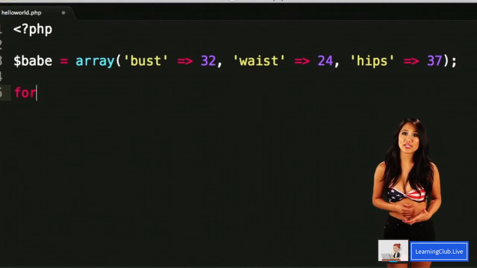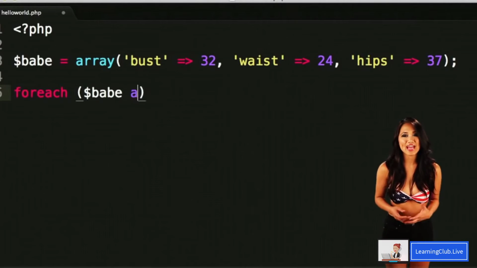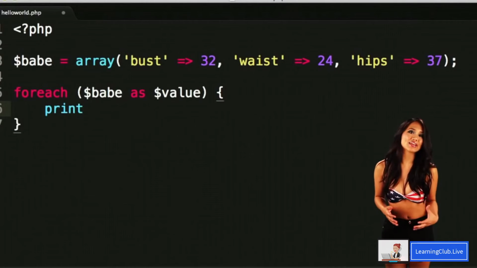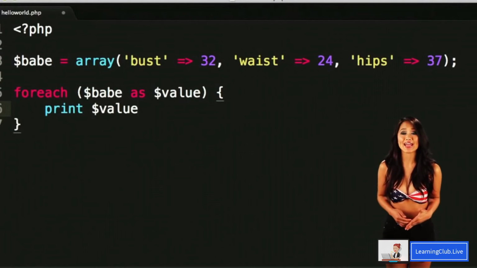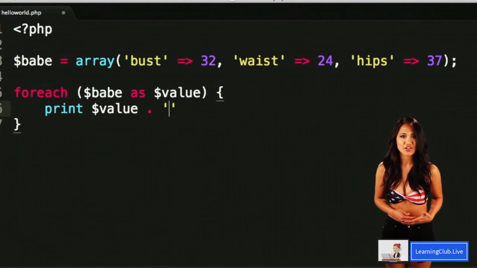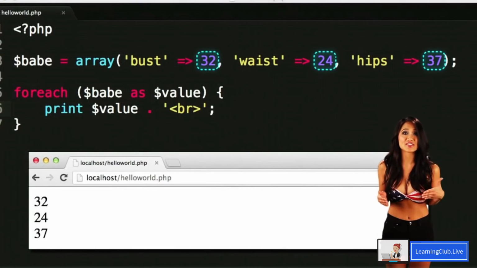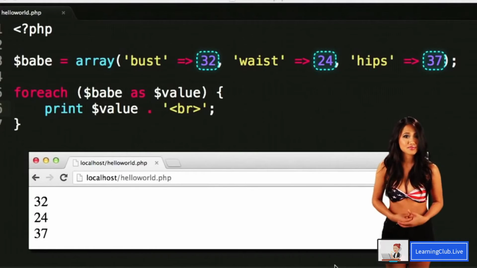Next, we'll put the for each keyword, then babe, the keyword as, then value. Slap on a set of braces, and inside those put print value and add a BR tag for good measure. The for each loop does what's on the label. It loops over each value in the babe array and gives us the value to do as we please.